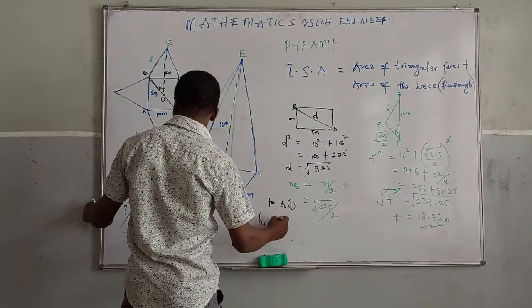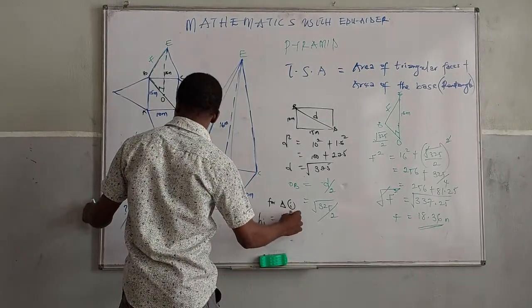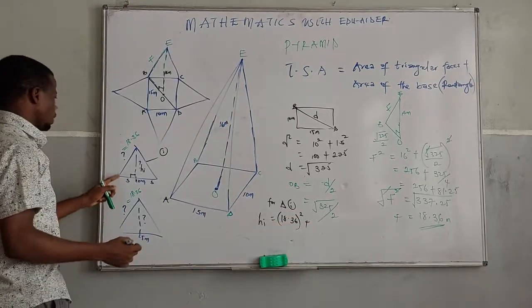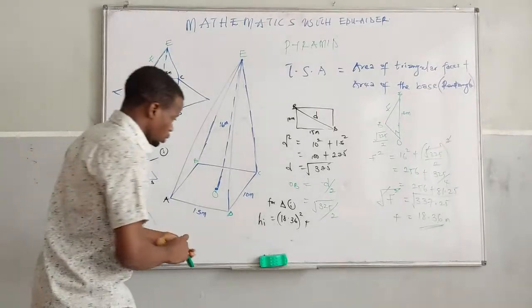That will be equal to 18.36 all squared plus what? In fact, this is the hypotenuse, right? Apology.